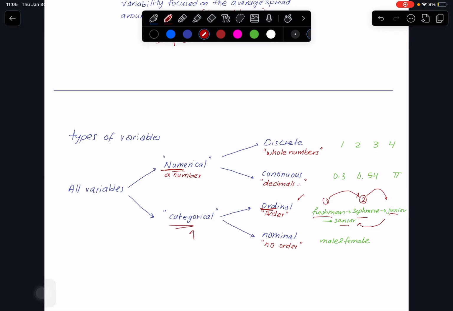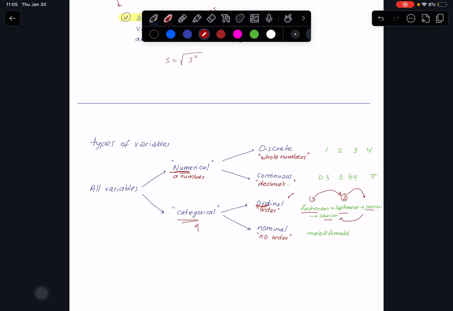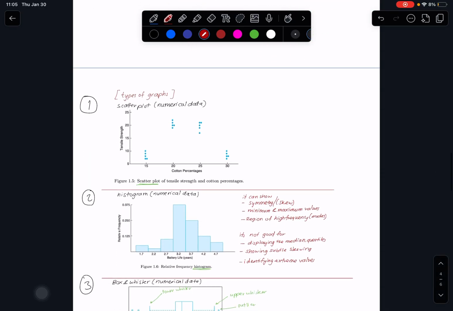Nominal, there is no order. There is nothing better than the other. For example, male and female. Do you put female first or do you put female second? It doesn't matter. There is no order between male and female. They both are equal. So these are the types of values you can get.